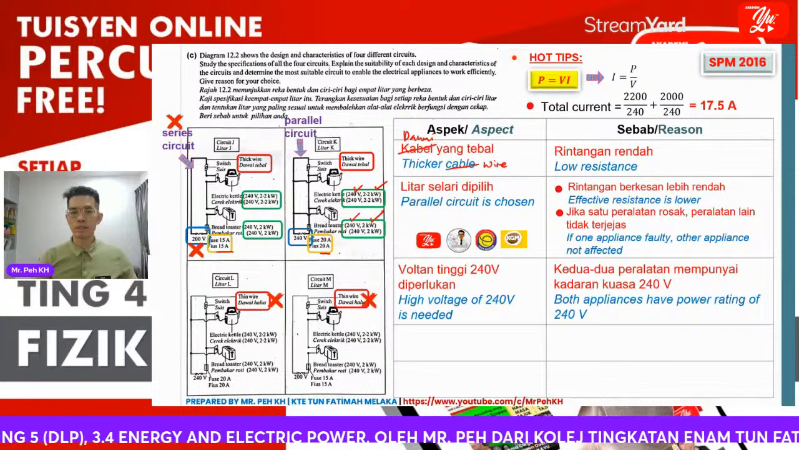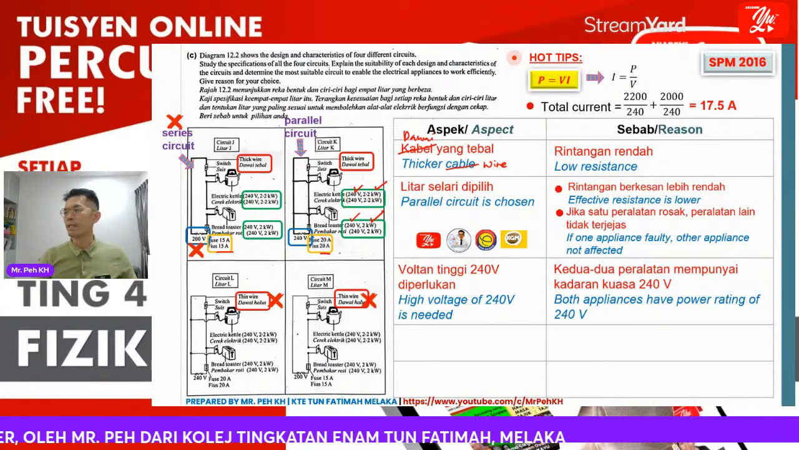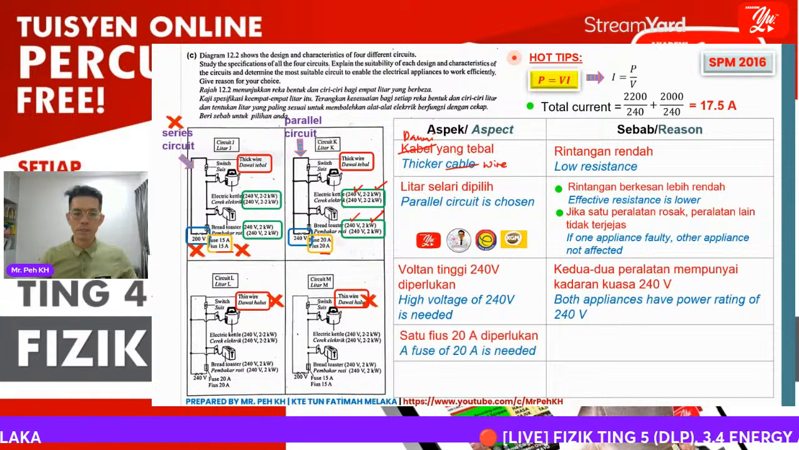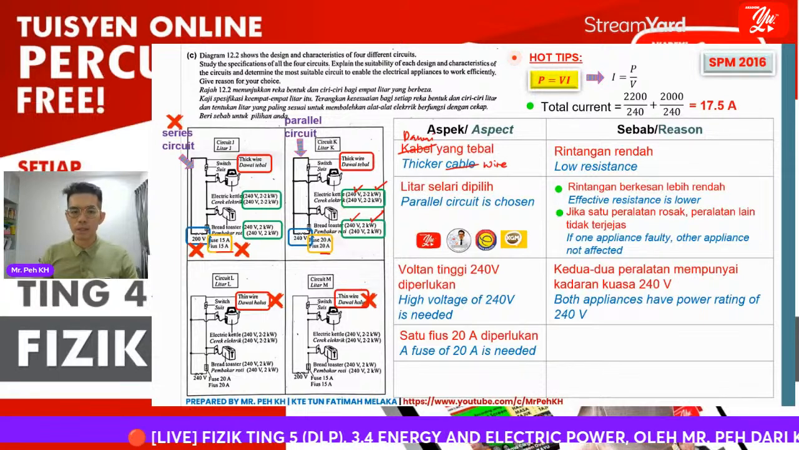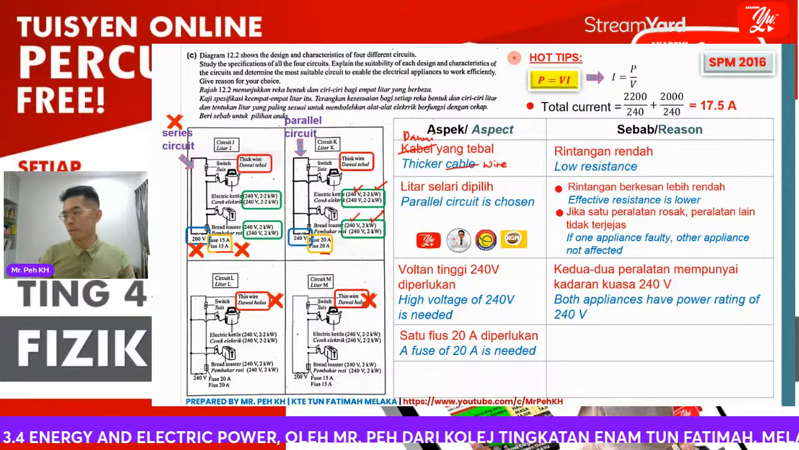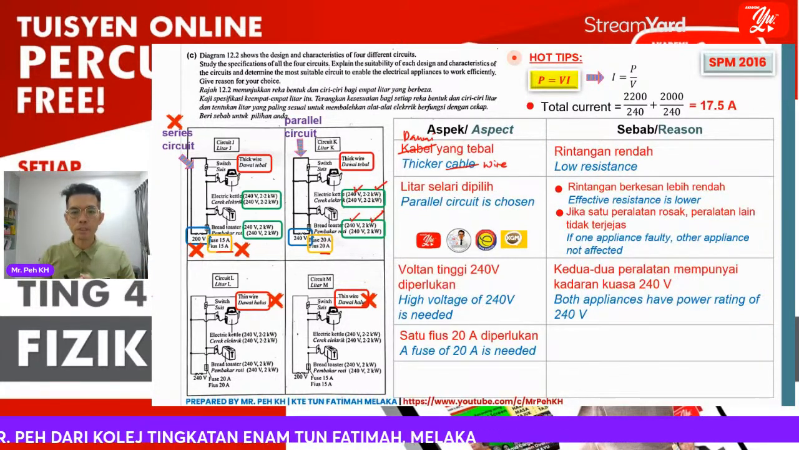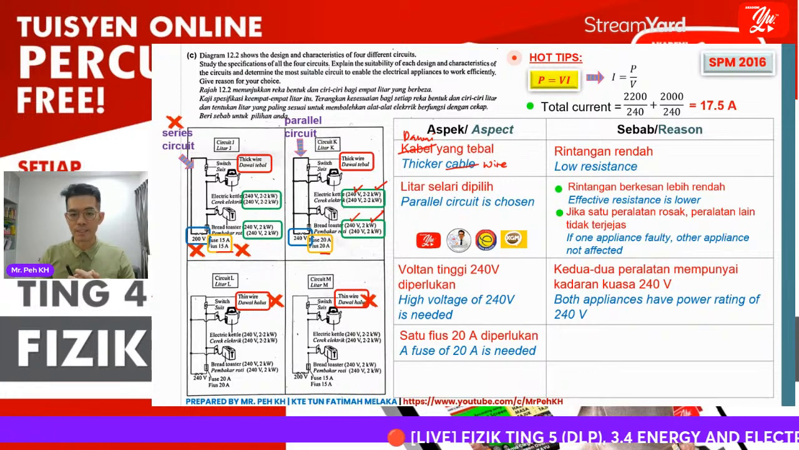So we have to choose a rating slightly higher than 17.5. That means it is very clear that we need to choose a fuse of 20 ampere. Normally we choose higher or lower, right? But this question is an exception. So you have to give the value of the power rating, which is 240 volt, and for the fuse, you have to choose 20 ampere. You cannot give lower or higher here.